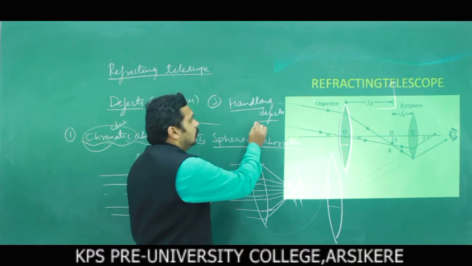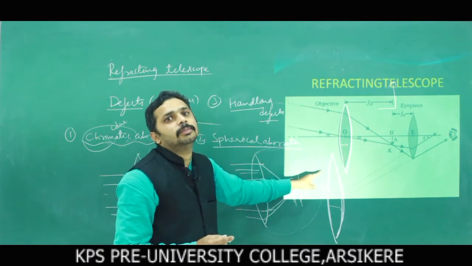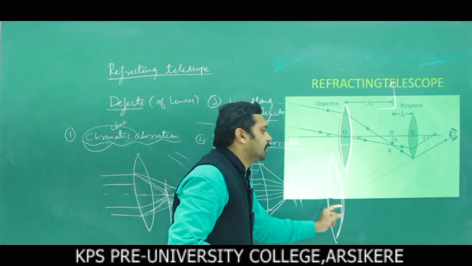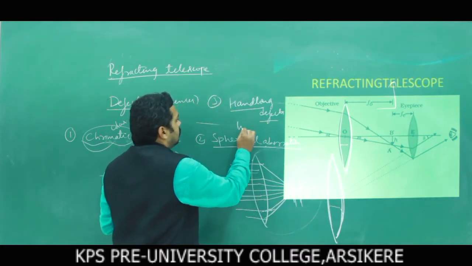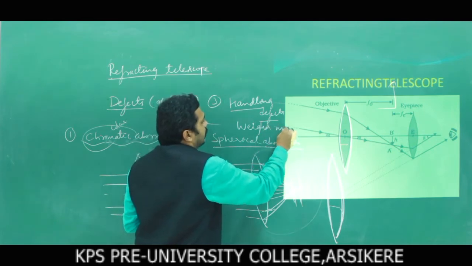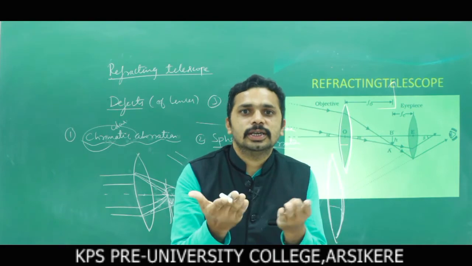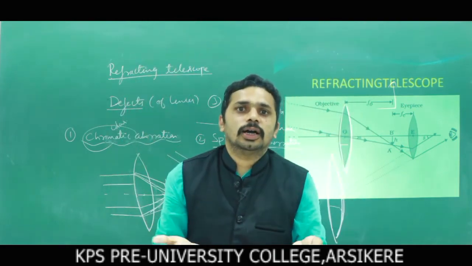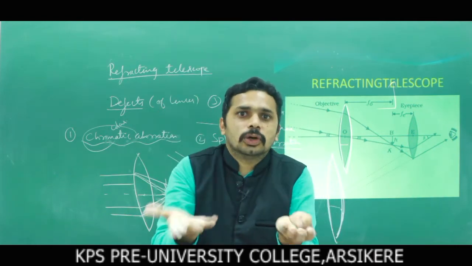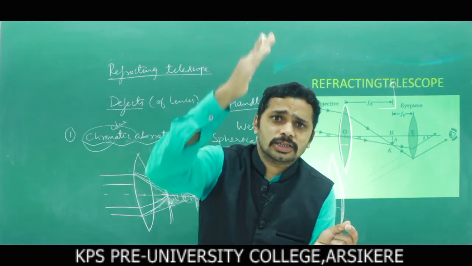Because we know that constructing large aperture lenses is very difficult in practical life. Large aperture lenses weigh more. If you use large, heavy aperture lenses, they weigh more. Compared to mirrors, lenses weigh more. That's why constructing large aperture lenses is difficult.